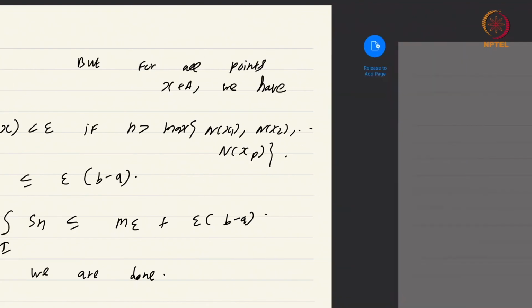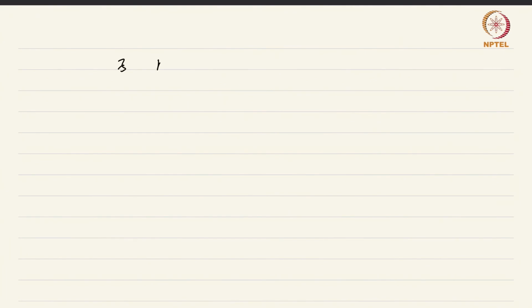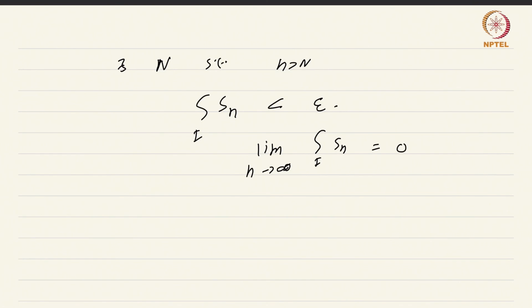More elaborately, what we have shown is there exists a capital N such that if n is greater than N, the integral over I of S_n can be made less than epsilon. In other words, the limit as n goes to infinity of the integral over I of S_n is 0. So when you have a decreasing sequence of functions that almost everywhere decrease to 0, then the integral of those step functions will also converge to 0.